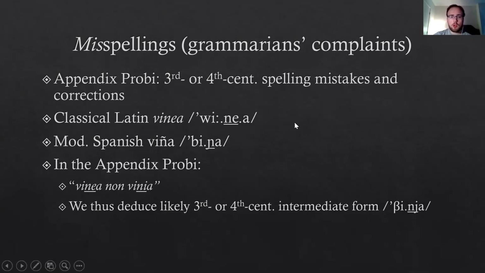But the fact that people were confusing "winia" for the proper written form "winea" tells us that a certain change was taking place, where people were confusing these two sounds and therefore didn't know when to write which. They sounded the same to them. And we can therefore see that there was probably an intermediate form between "winea" and "binia" that sounded something like "vinia." The point being that from these grammarians' complaints, we get some insight into spelling mistakes that people made that reflected changes in the spoken language.